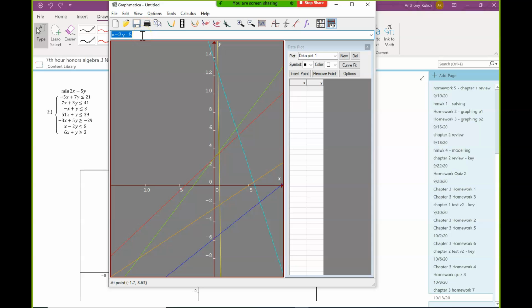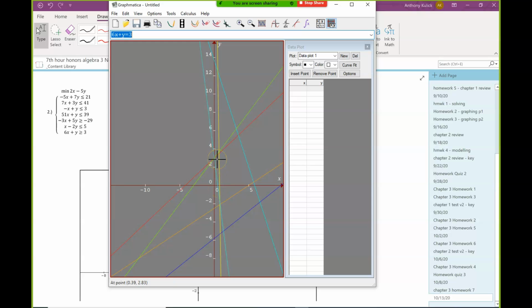And then our last one, 6x plus y equals 3. Then we're everything above this one, this light blue line. So that's just going to be this little tiny sliver of a triangle right in here. Everybody okay with that? All right.